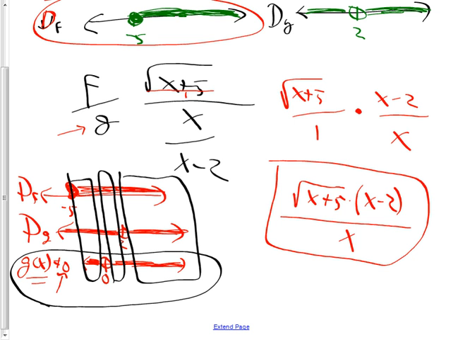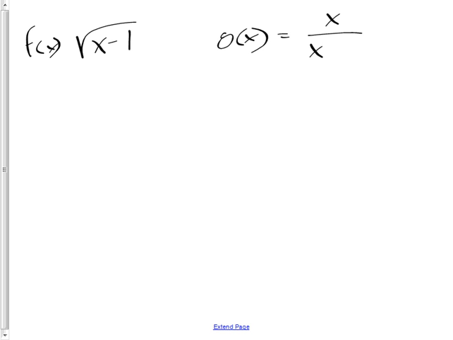Okay. Now I want to make sure you really got that. I'm going to give you two new functions. I want you to divide them and tell me their domain. Okay. Square root of x minus 1 is f of x. And g of x is x over x plus 7. Okay, tell me what's f over g, and then what's its domain of f over g. You'll need 3 number lines to make this work.